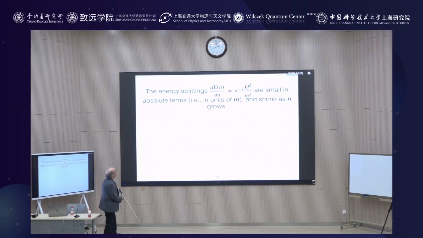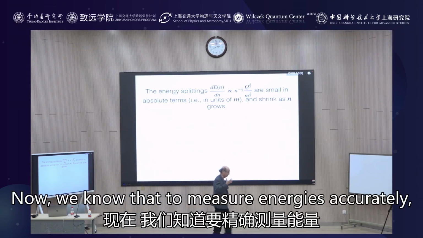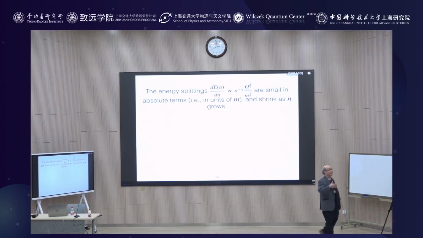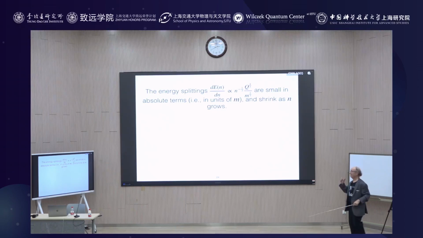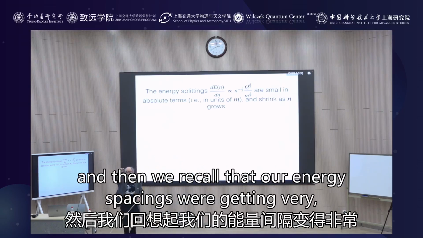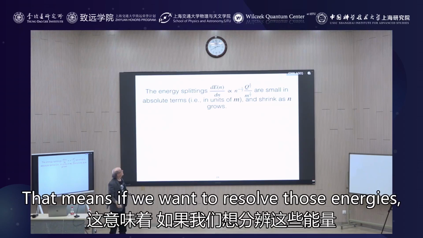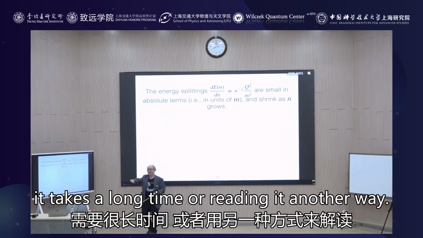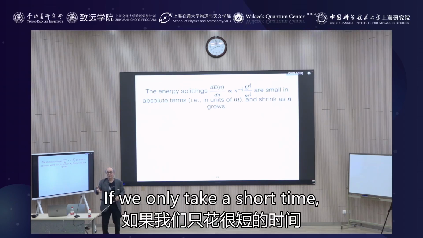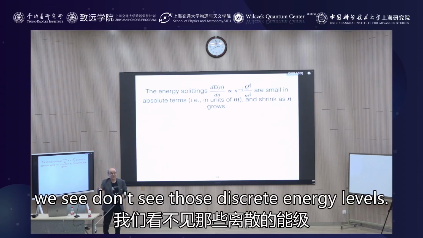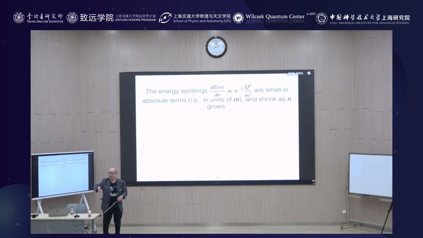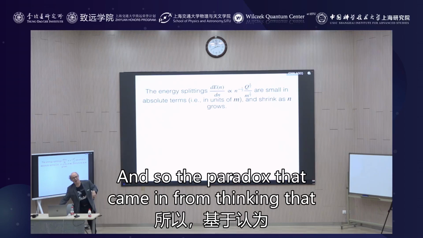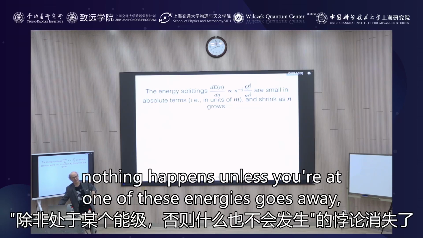Okay, so now we know that to measure energies accurately takes a long time. And then we recall that our energy spacings were getting very, very close together. That means if we want to resolve those energies, it takes a long time. Or reading it another way, if we only take a short time, we don't see those discrete energy levels. And so the paradox that came in from thinking that nothing happens unless you're at one of these energies goes away because the energy is uncertain.